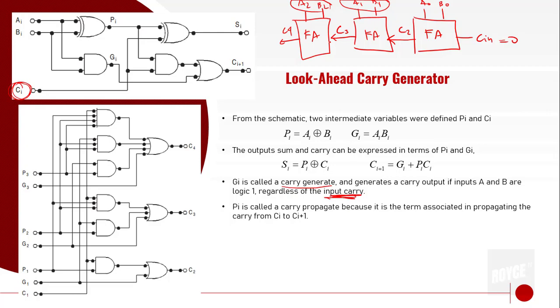Now, P sub I, this is called the carry propagate. Bakit? This is the term associated in propagating the carry from C sub I papunta to C sub I plus 1. So, ito kasi yun eh. So, alin yung responsible para magkaroon ng C sub I plus 1? Ito.